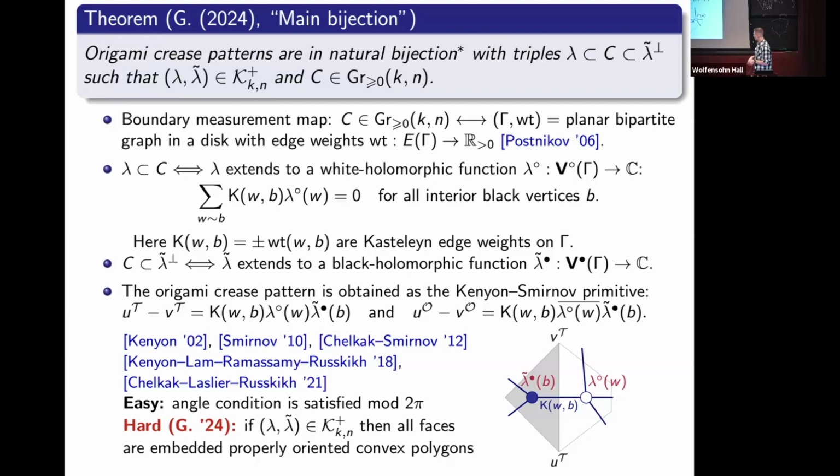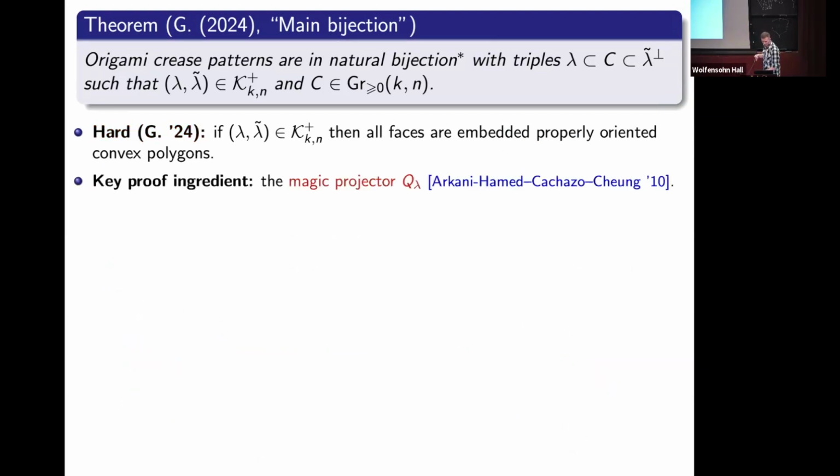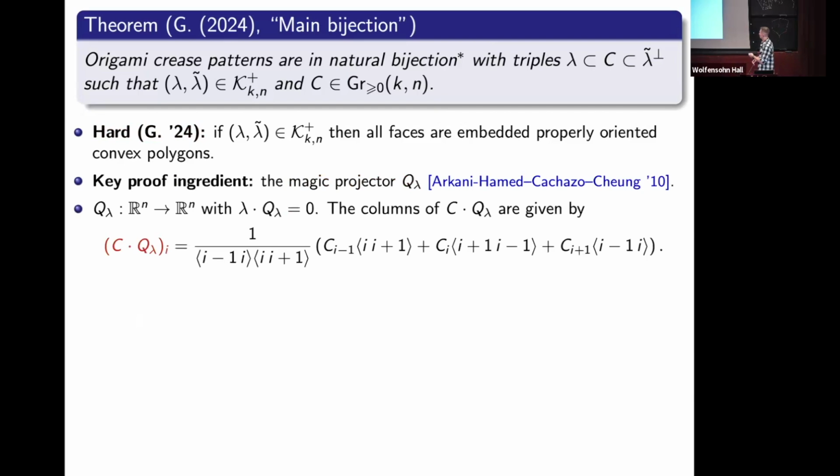So I want to try to explain what sort of ingredients go into this proof. Here's the theorem again. The main ingredient of the proof is really the so-called magic projector, which was introduced in this paper for the coordinate transformation from momentum space to the momentum twistor space. So it's familiar to some of you. They say it works like magic, so I call it the magic projector. And here's the definition.